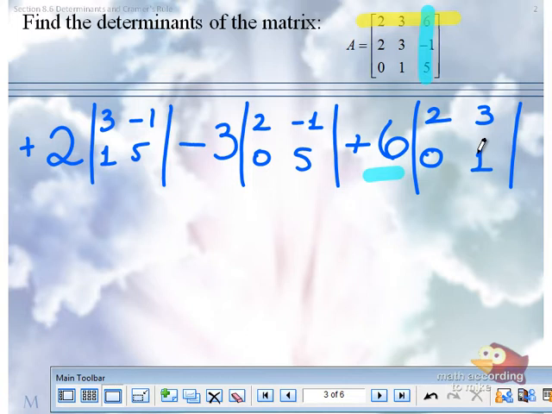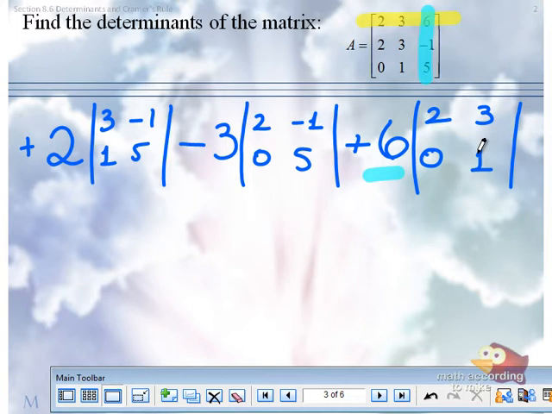So in summary, you would pick a row or a column to expand across. Depending on the row or the column, those become the coefficients of the smaller 2 by 2s. And then this magical sign chart appears and goes in front of these coefficients. After you've done the signs, that sign chart disappears. You take out the corresponding row and column, and that gives you the smaller 2 by 2s.